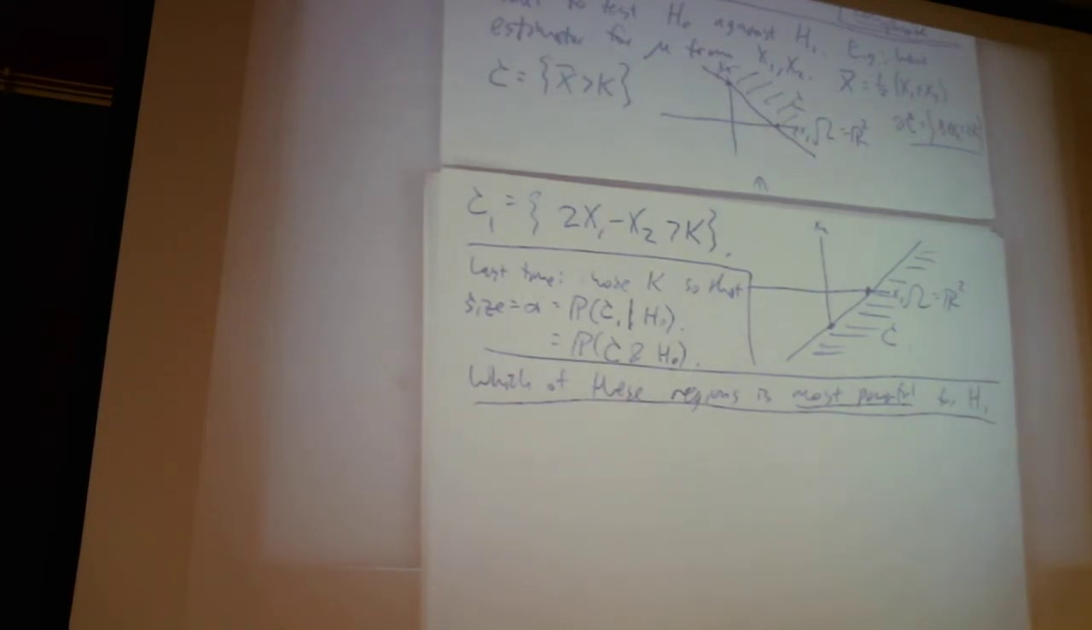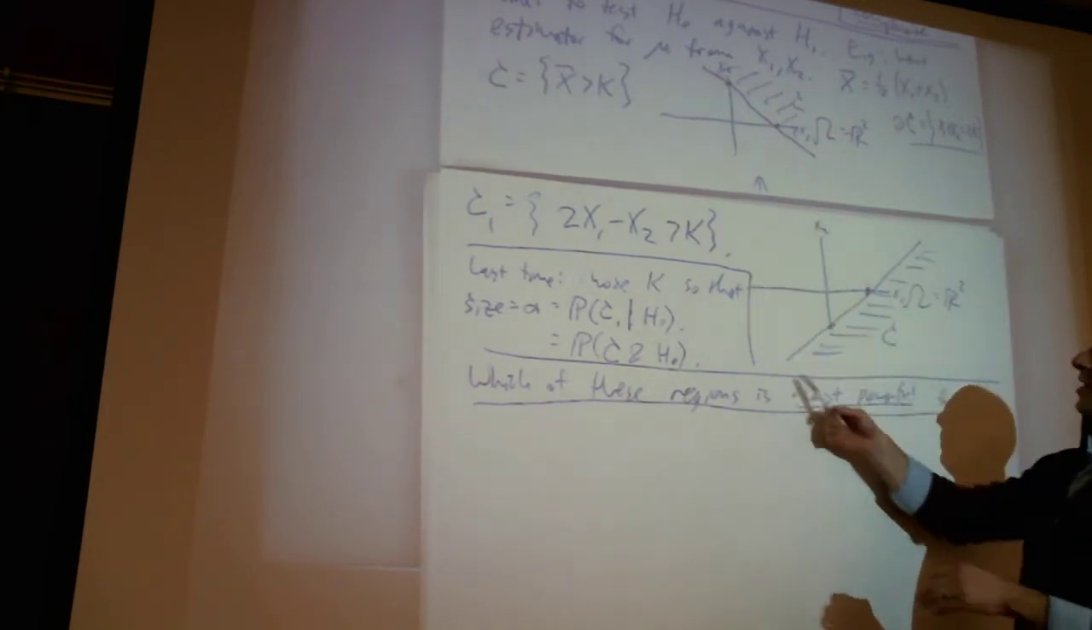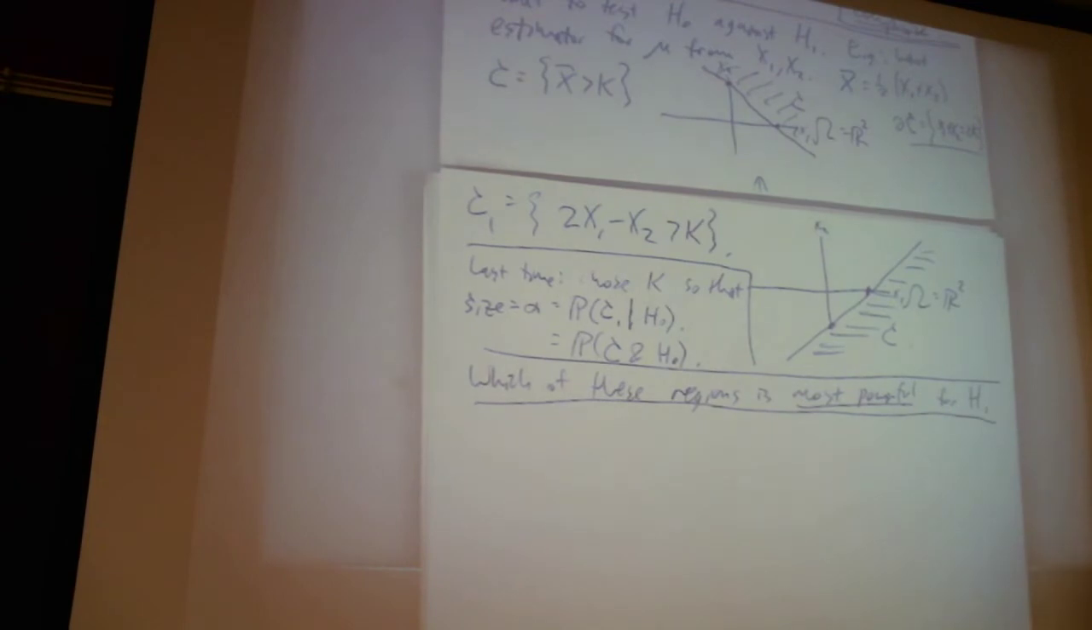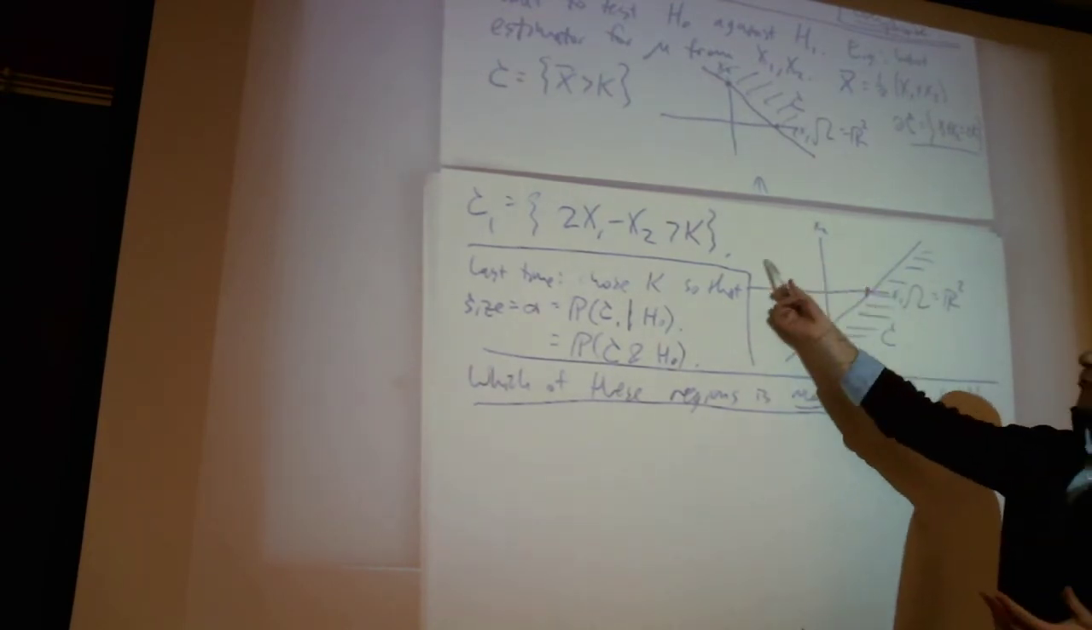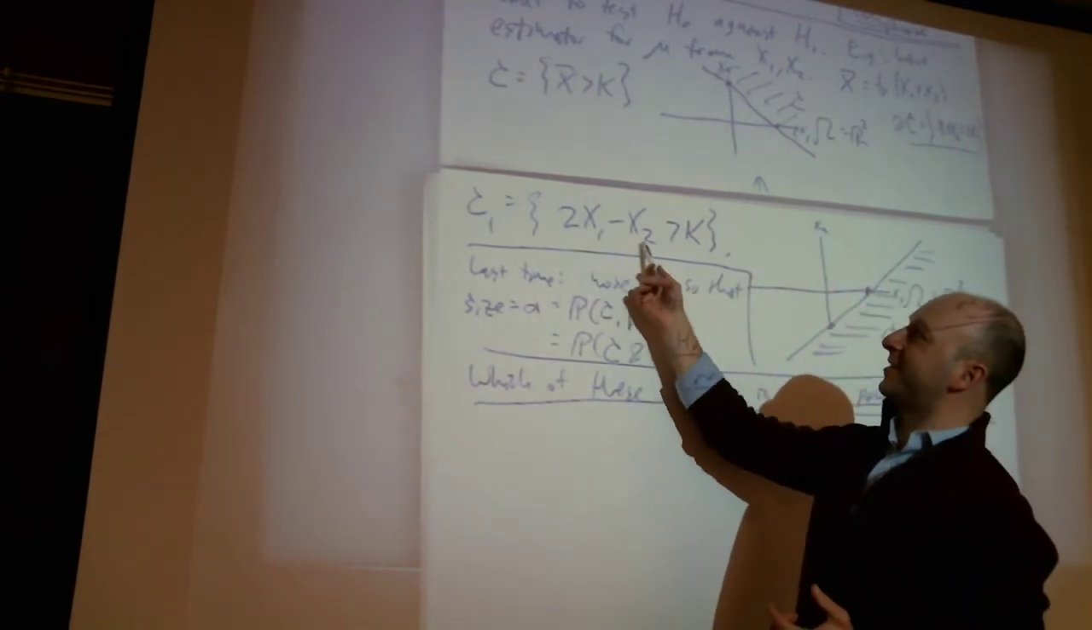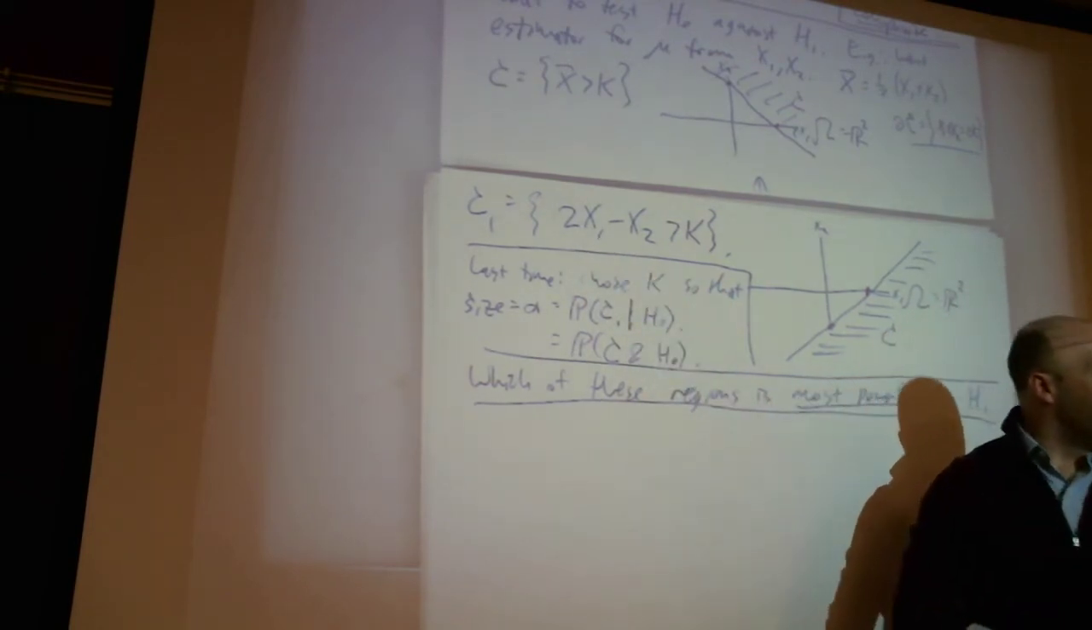Make a circle. Can you make a circle? Sure. You mean can the region be like everything outside of there? Yeah. Will that be a region that tests mu?